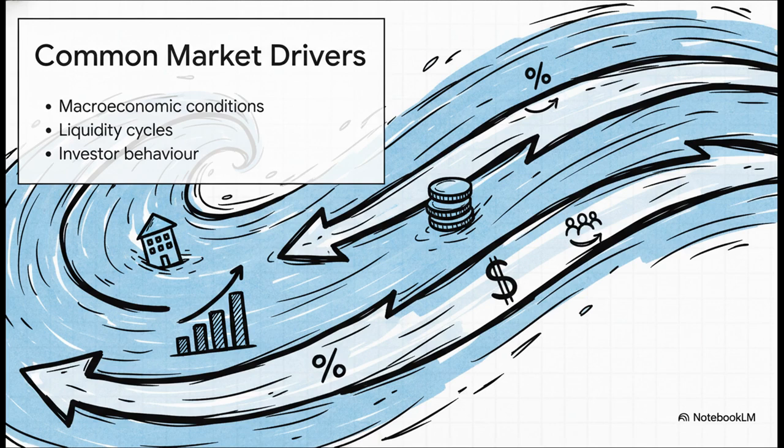We're talking about huge things like interest rate changes from the Fed, the amount of cash sloshing around the system, or just plain old investor psychology, where everyone gets fearful or greedy at the same time. These are the drivers that cause totally unrelated assets to suddenly move in lockstep.